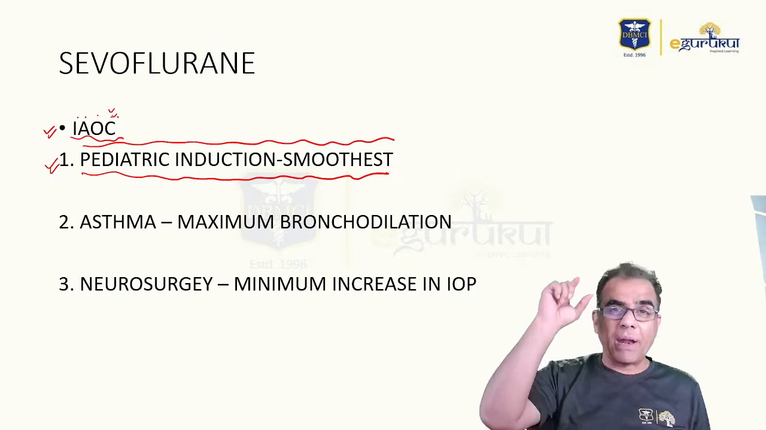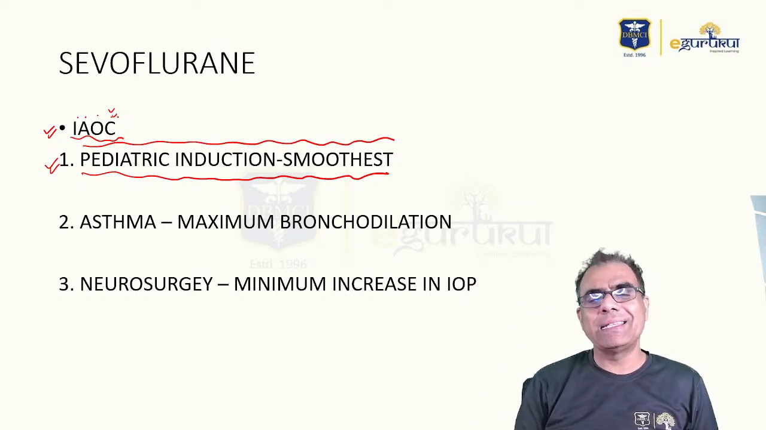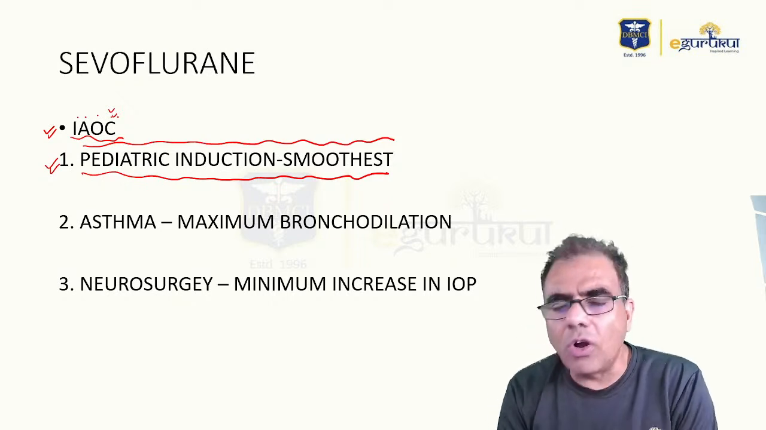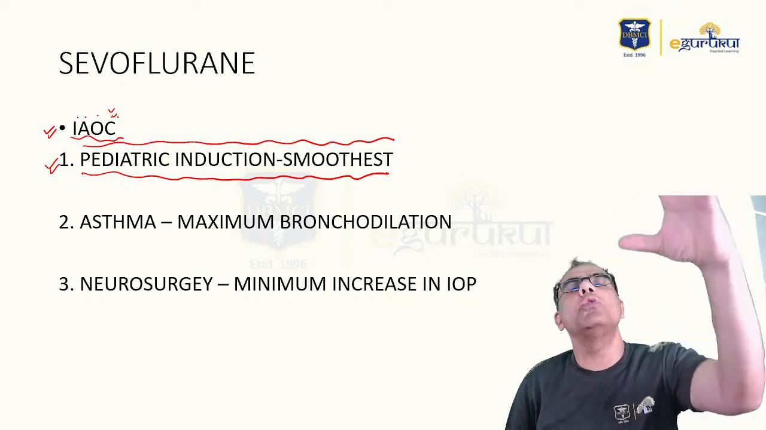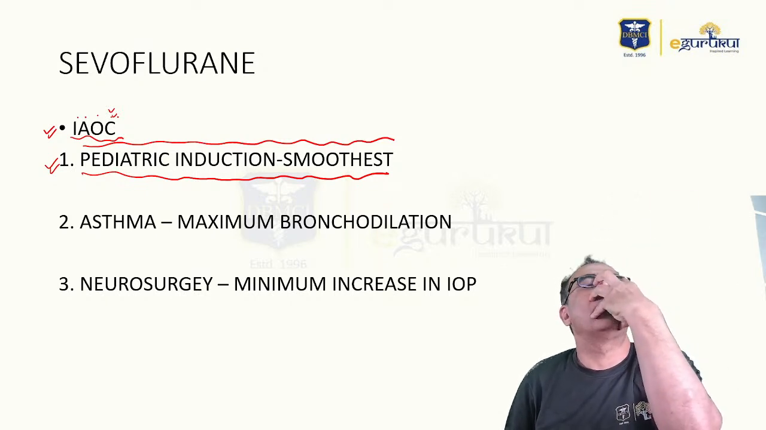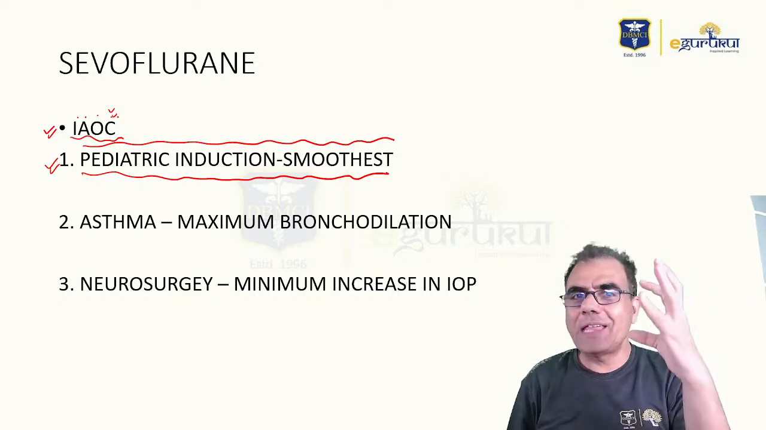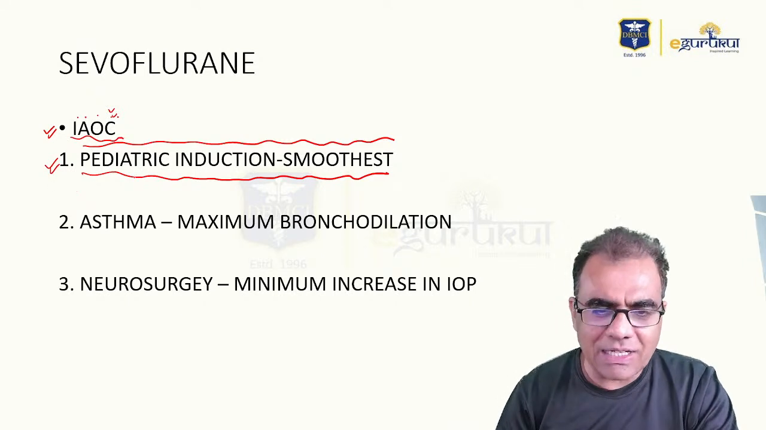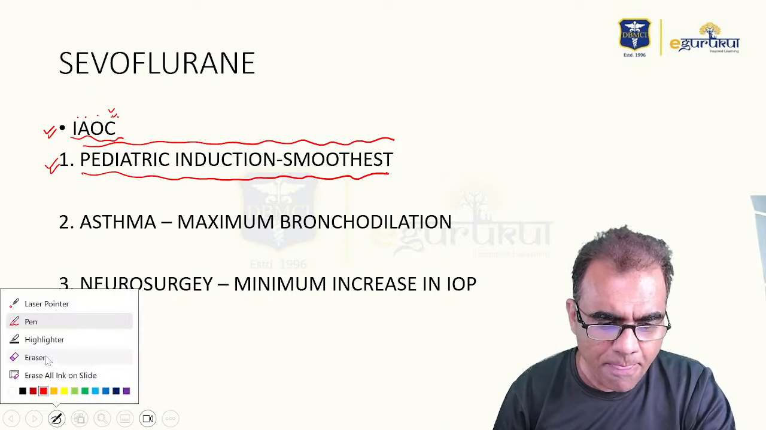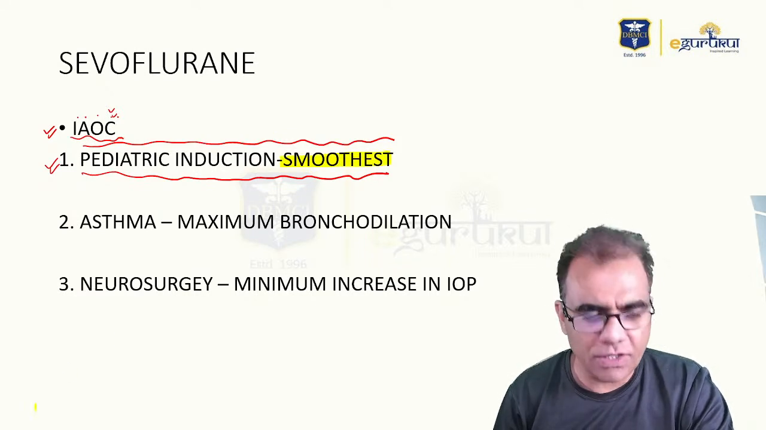I told you, the preferred method of induction is always IV. But the problem in children is that children will not allow us to put IV lines. So first we have to induce them by inhalation induction, and once they fall asleep, then we put IV cannulas. So in that case, the inhalation agent of choice would be sevoflurane, because it has the smoothest induction.